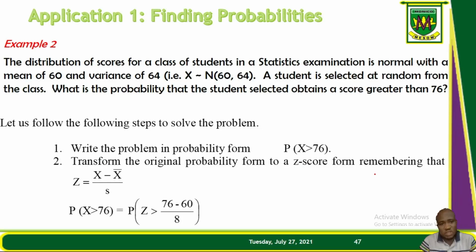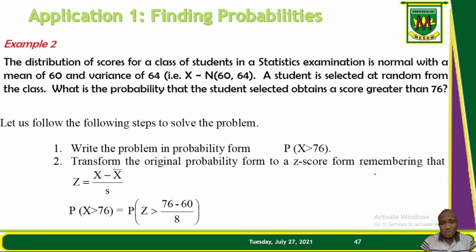The distribution of scores for a class of students in a statistics examination is normal with a mean of 60 and a variance of 64. The question looks alike. We have just taken the first part and I've extended it. So we are using the same mean and the same variance. What is new here is a student is selected at random from the class. And the follow-up question is, what is the probability that the student selected obtains a score greater than 76?